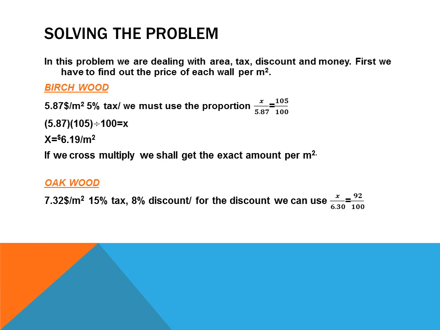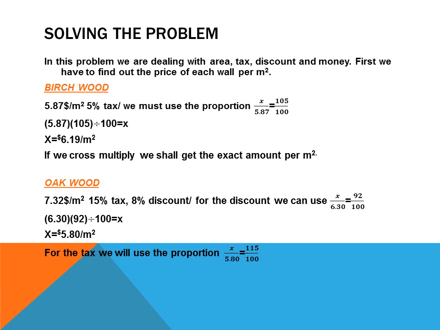Now for the oak wood. So the oak wood is $6.3 per meter squared. There's a 15% tax and 8% discount. So for the discount, we'll use x over 6.3 equals 92 over 100. So we do 6.3 times 92 divided by 100 equals x, and x equals 5.8 per meter squared. For the tax, we'll use the proportion x over 5.8 equals 115 over 100. So we'll do 5.8 times 115 divided by 100 equals x. So now x equals 6.67 per meter squared.